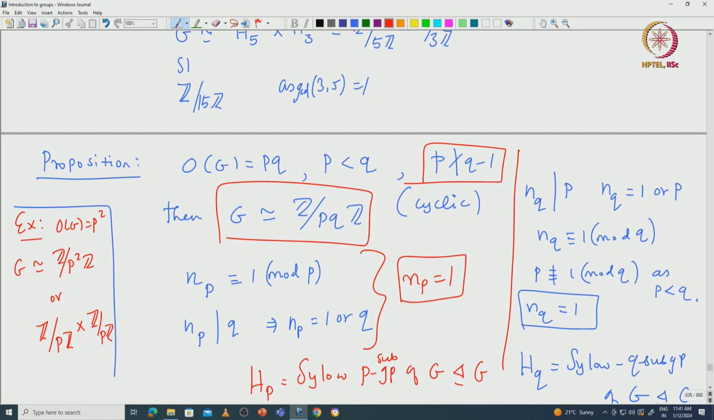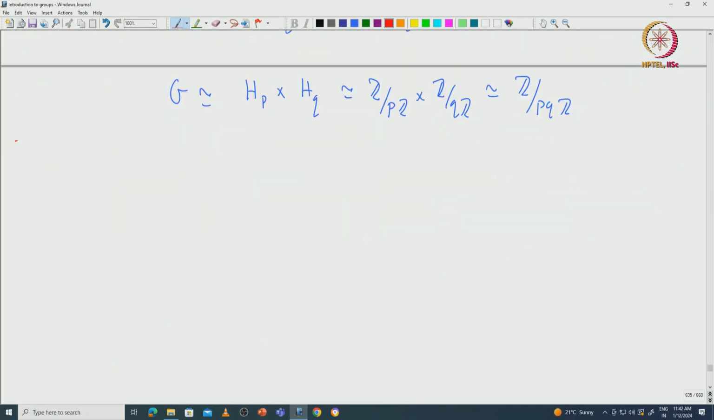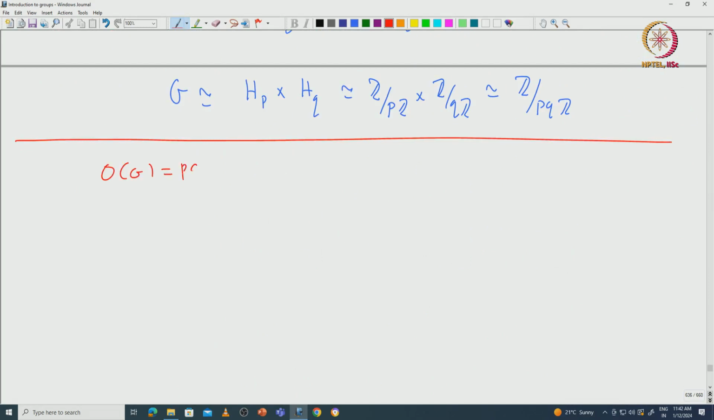Again, the other case also can be said something. Okay. So let us look at the other case. When P divides Q minus 1, so assume that the order of G is PQ and P is less than Q. Now you can assume that P divides Q minus 1, and then in this case, of course, G can be abelian. So in that case you can prove that G must be a cyclic group of order PQ.